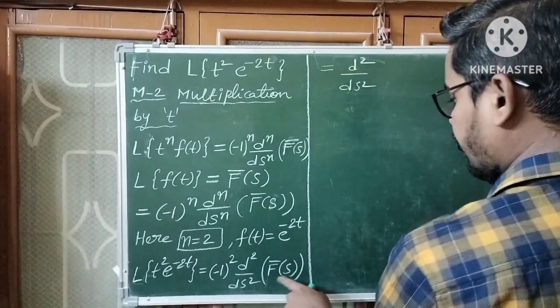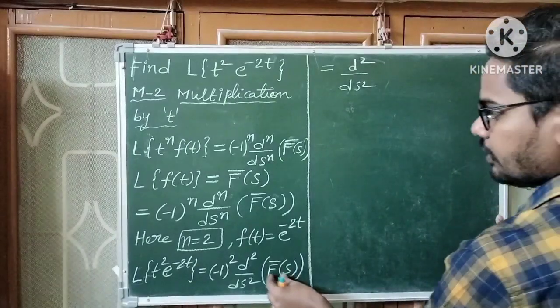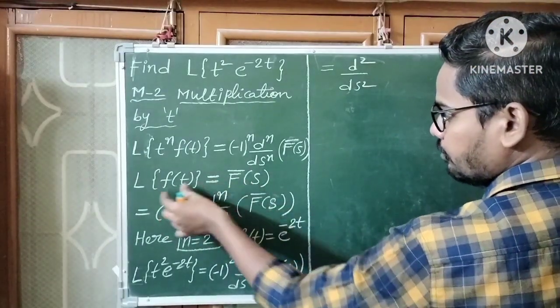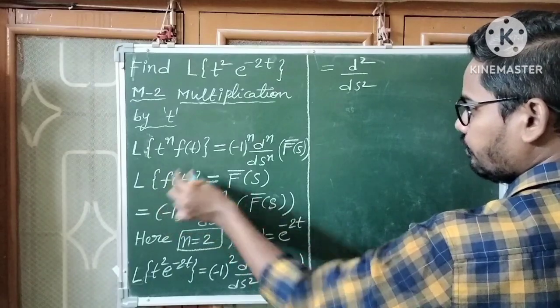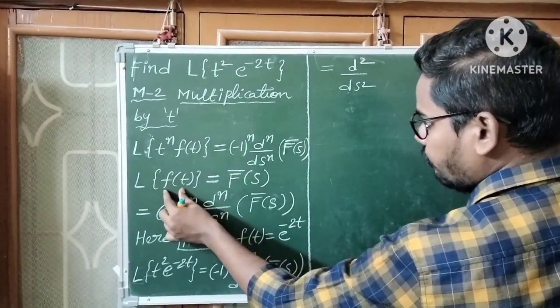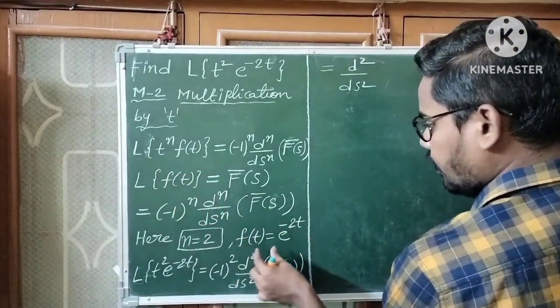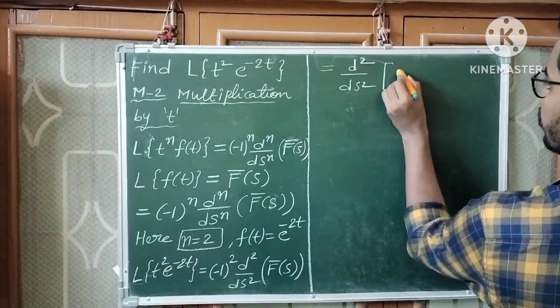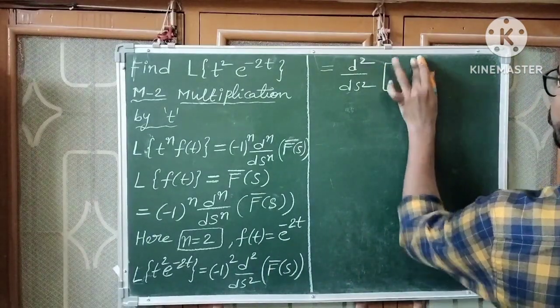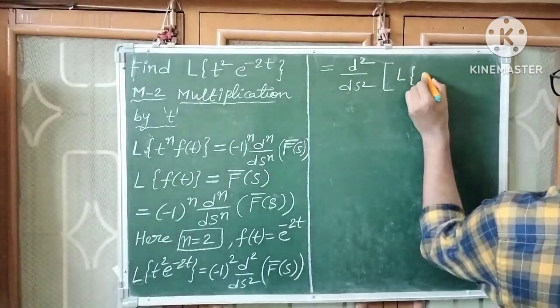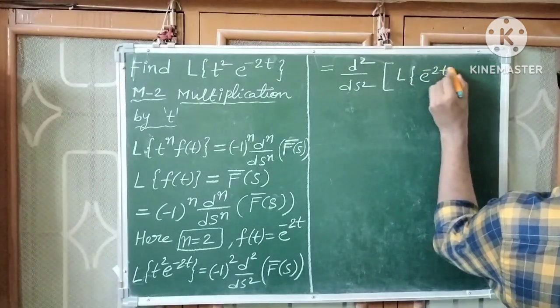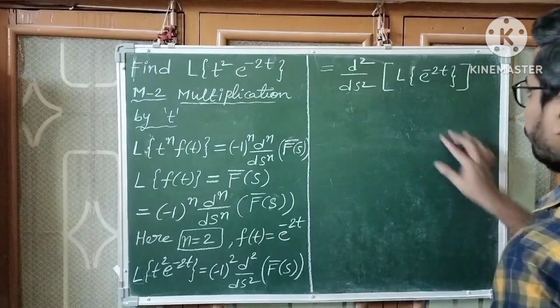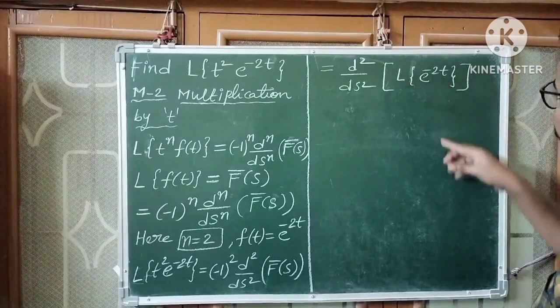Now F bar of s means L of f of t, so we have to find the Laplace transform of f of t. Here f of t is e power minus 2t. So the Laplace transform of e power minus 2t, what is it?